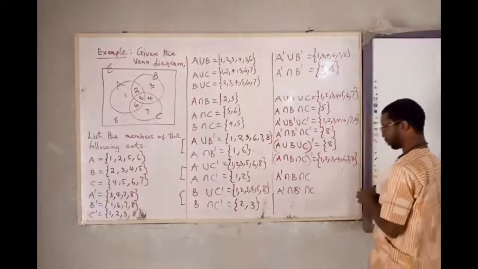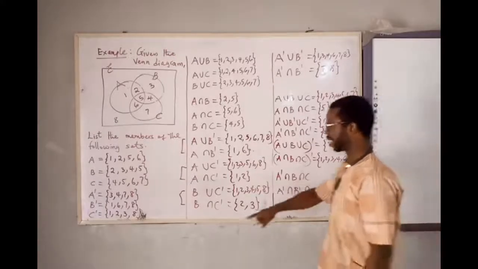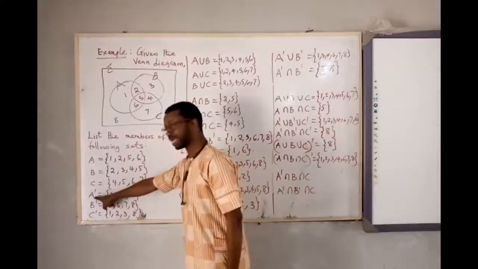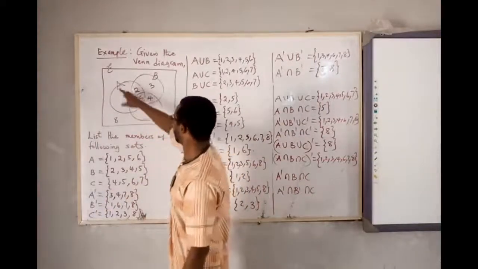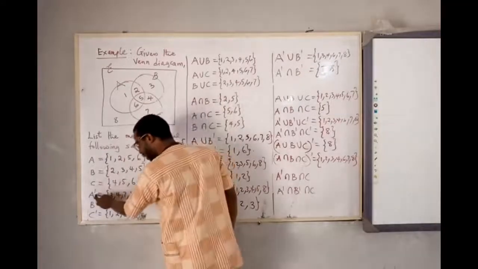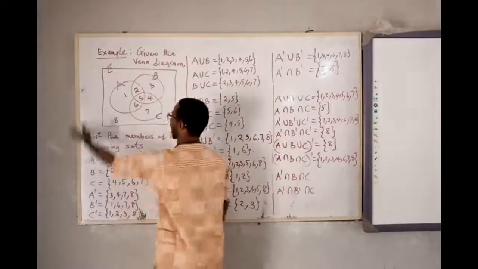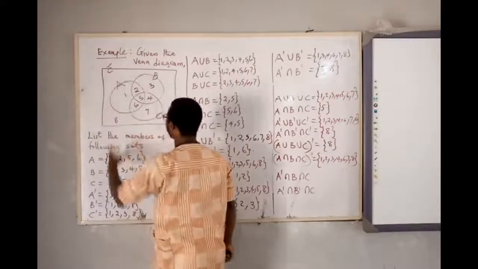Now look at this. Let me take you back a little bit. When I started, I had A prime here. I said, when you have A prime, what do we do? We remove the A from the universal set. Why? They only mentioned A and nothing else. So the A is found in the universal set. So you just delete the A and write the remaining in the universal set.